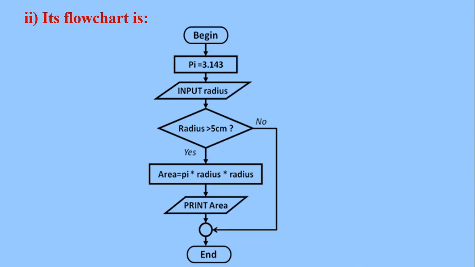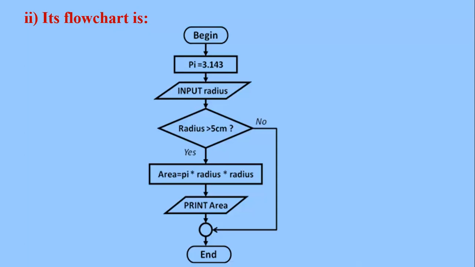Multiply the value entered by itself and then by what is in the memory location called pi. And the overall result, assign it to the memory location called area. Then pick the memory location called area and display it on the screen. Print the area and end the program. Otherwise, if what has been entered is less than 5, then end the program.